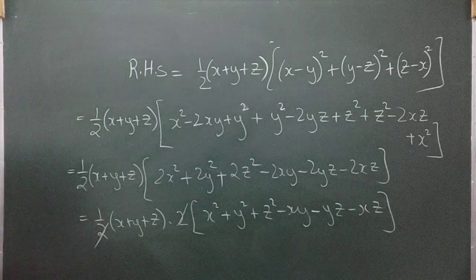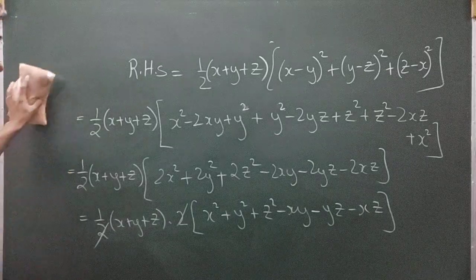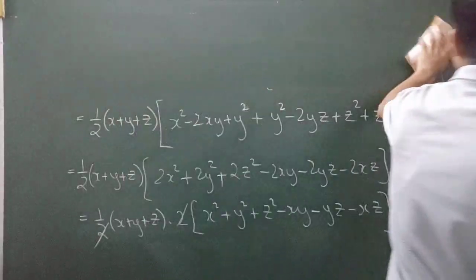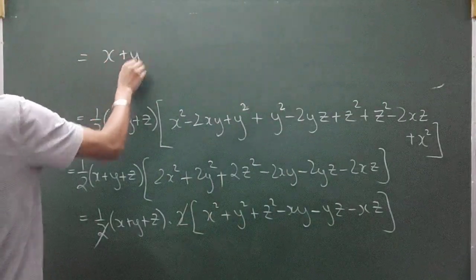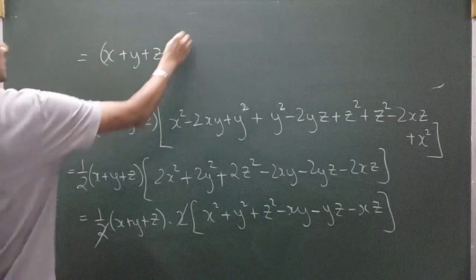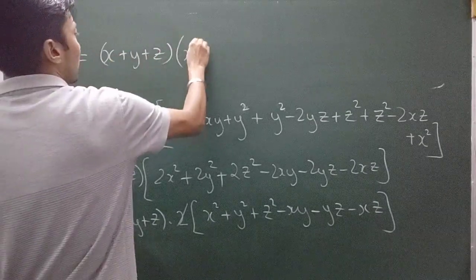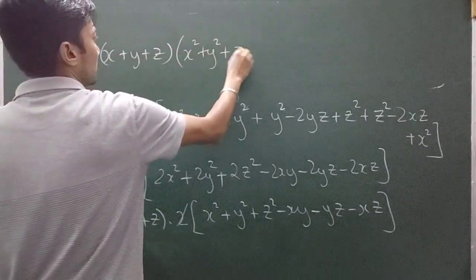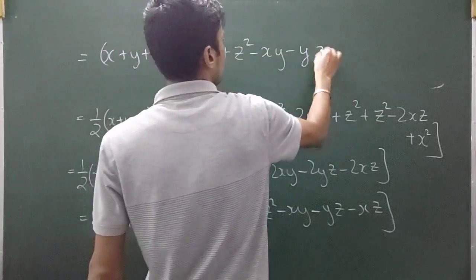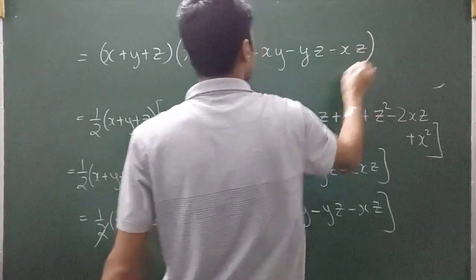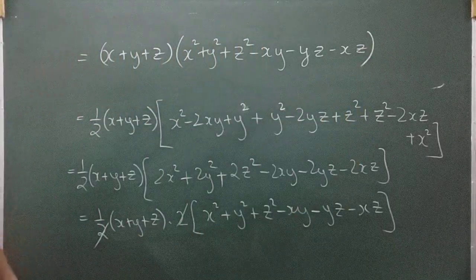Now, I guess you are slowly getting the point. Does this look familiar? So then we are left with x plus y plus z into x squared plus y squared plus z squared minus xy minus yz minus xz. Isn't it?